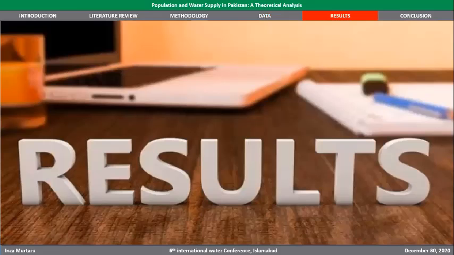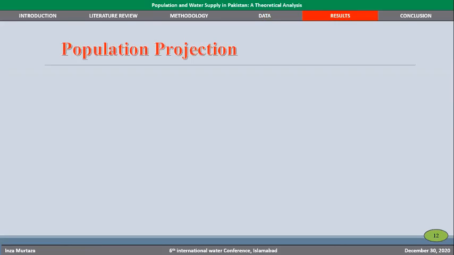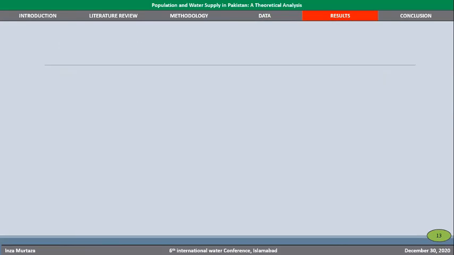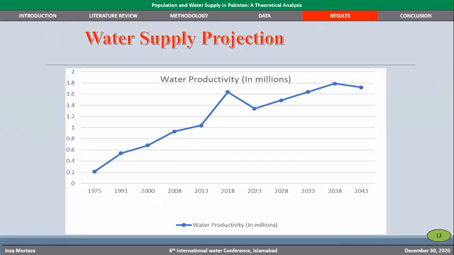For the results, starting from population projection, population is projected from 2018 to 2043, showing a linear upward trend, reaching almost 300 million by 2043. We don't know what we will do with all these people. Water supply is also projected for the same period, but it does not have a linear trend like population.